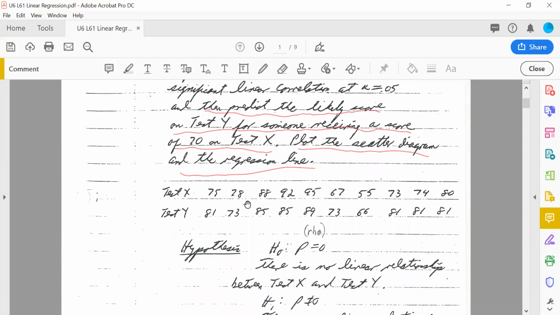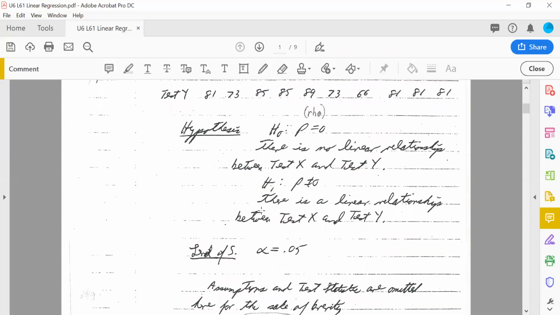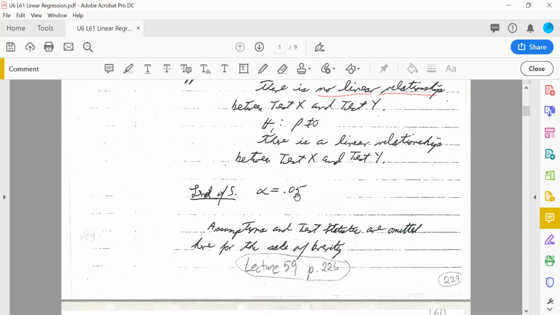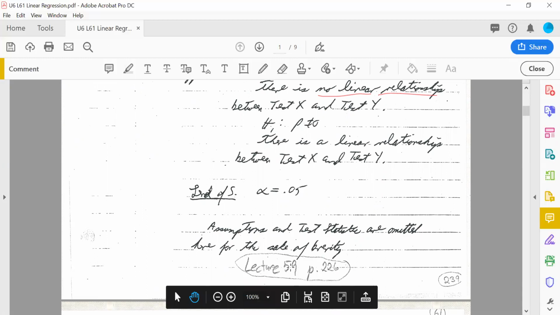So here's test X, here's test Y. This is the hypothesis test we did on lesson 59. Rho equals 0. There is no linear correlation between test X and test Y, versus rho does not equal 0. There is a linear relationship between test X and test Y. The alpha level is 0.05. The assumptions and the test statistic are exactly the same as lesson 59.